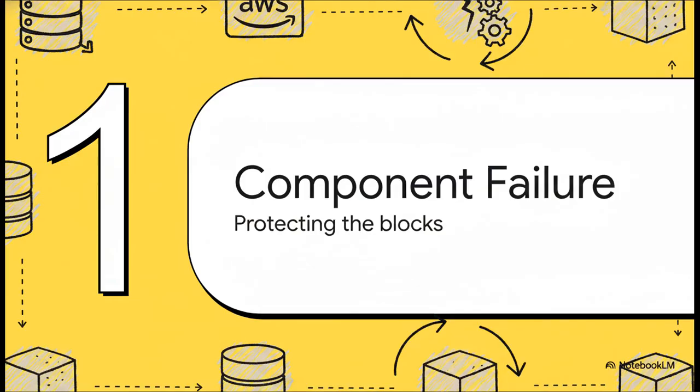Okay, layer one. This is all about protecting the individual Lego bricks of your application. Think a single EC2 instance, which is just a virtual server in the cloud, or a single worker process, or one little database node. The question is, how do we make sure that when one of these little pieces fails, it doesn't bring down the whole castle?